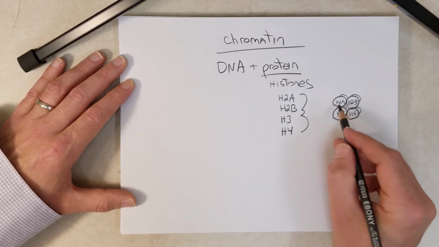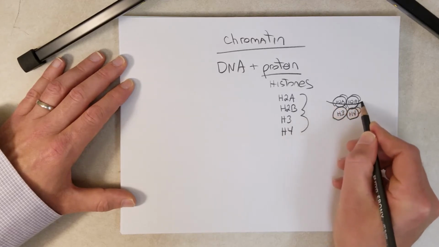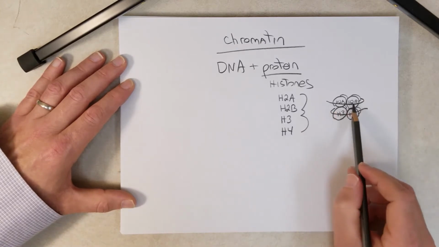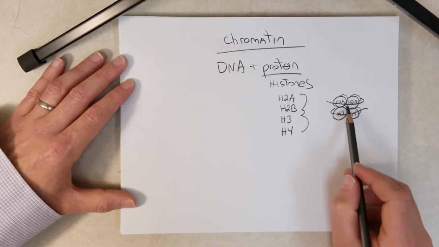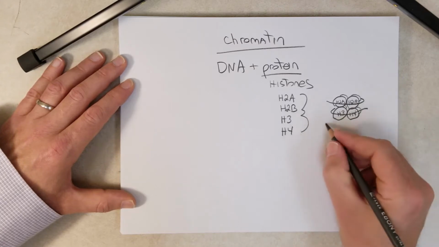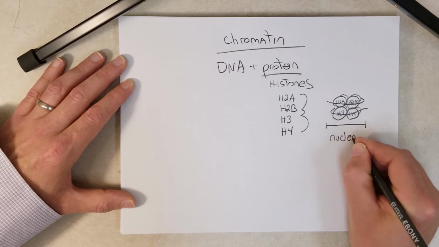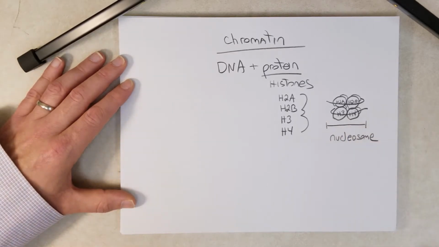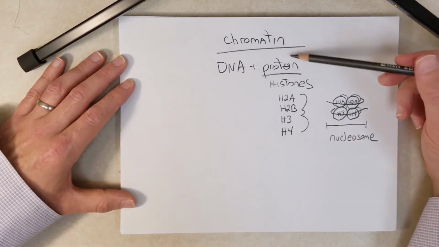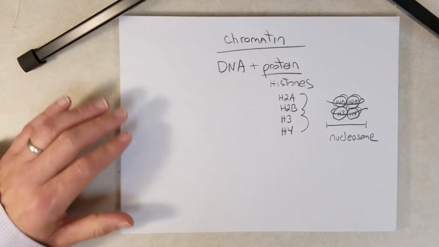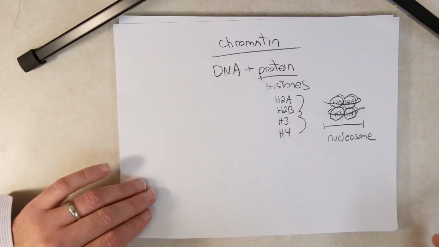Now, around this octamer of histones is 146 base pairs of DNA. That's how much of the double-stranded DNA will associate with the octamer of histones. And we will call this the nucleosome. Okay, so this is what chromatin essentially is made up of: nucleosomes, DNA plus histones. Now, that's one nucleosome there.